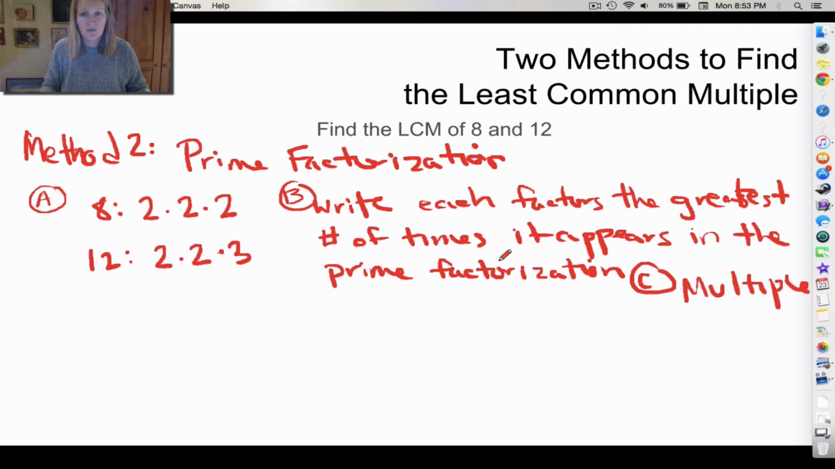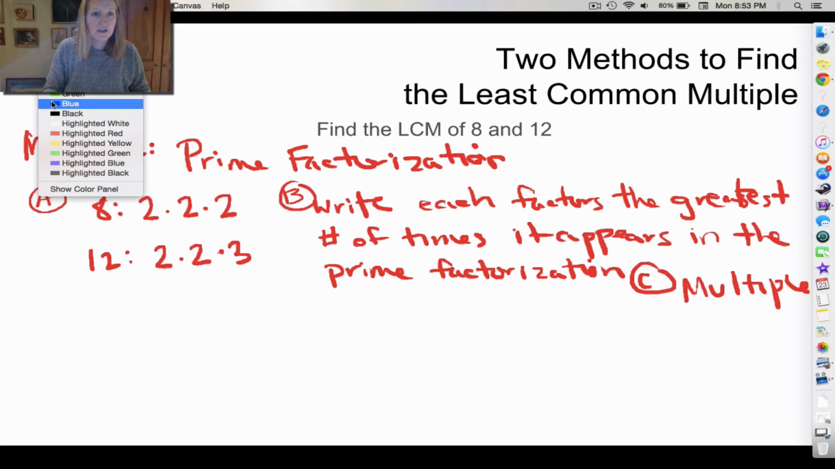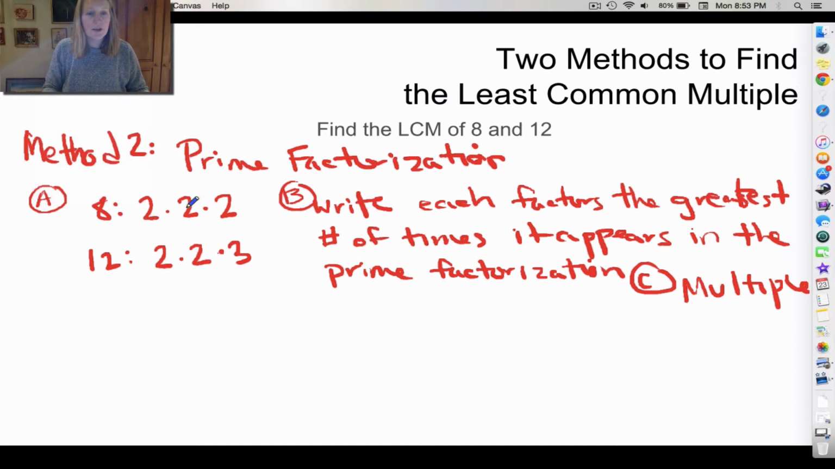So let me show you what this part means. This part B means, and I'm going to use a different color, honestly, just to keep it real, so here, it's saying write each factor the greatest number of times it appears. So the two factors that came out of the prime factorization of 8 and 12 were 2's, right? 2's are on both. And then there's a 3. So the greatest number of times you're seeing the 2's is 3 times from the 8. And so this is part B, where you write it out, where you see it the most.